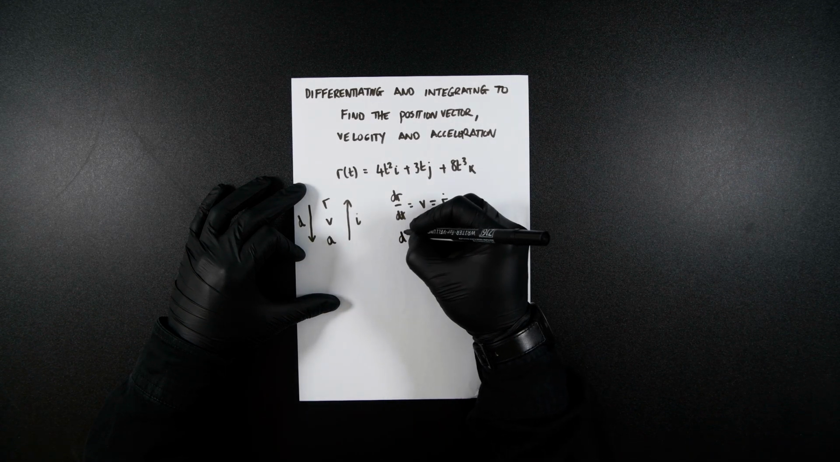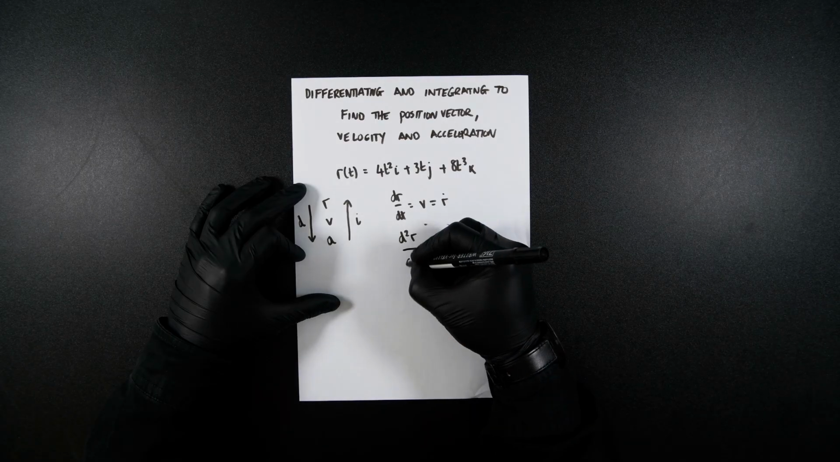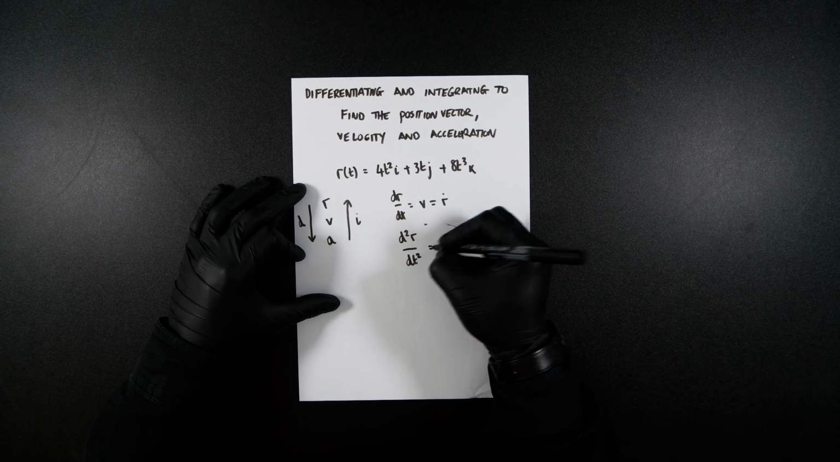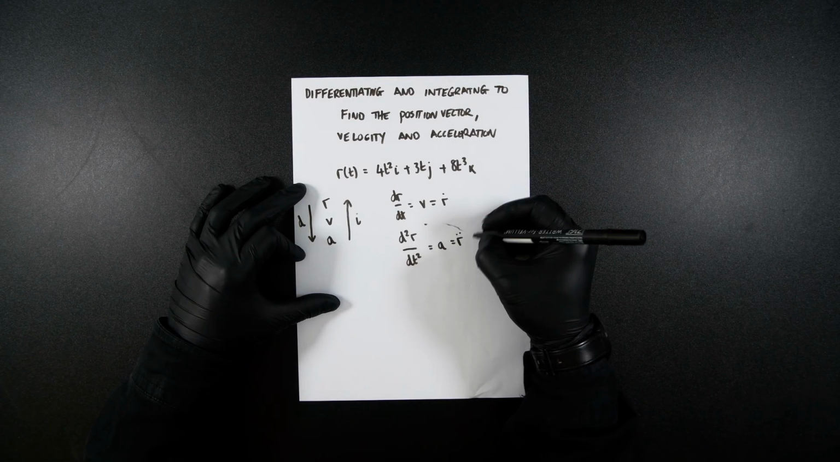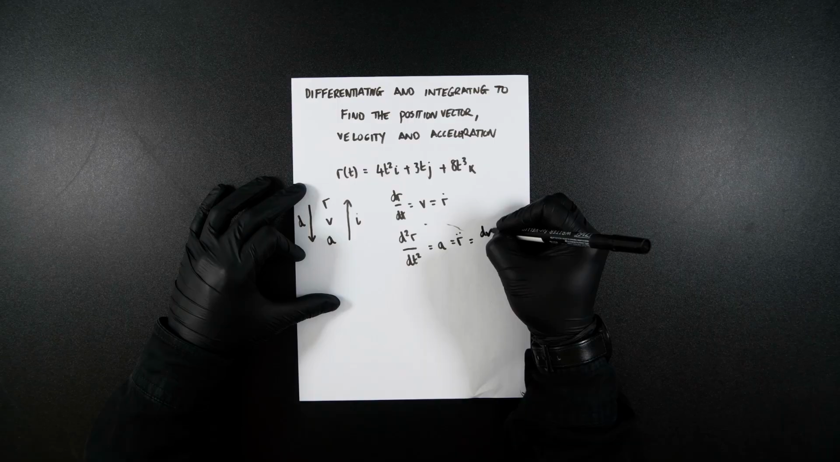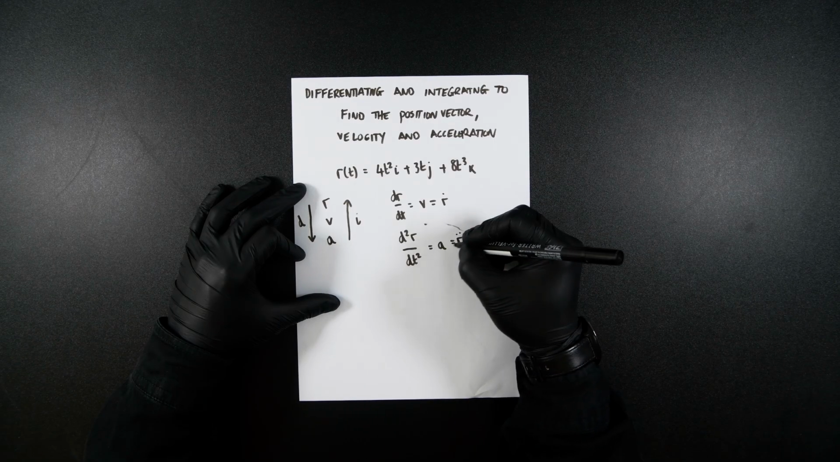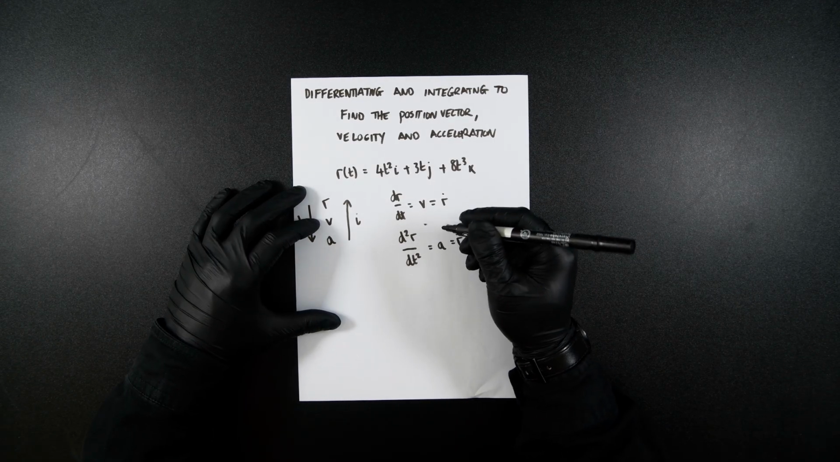That means if we differentiated that again, d squared r/dt squared, that's going to be a, which is r dot dot, or dv/dt. They're all equal to the exact same thing.